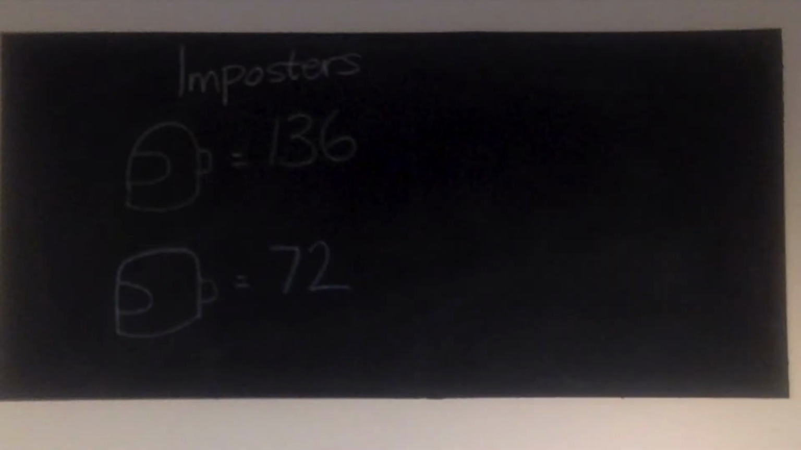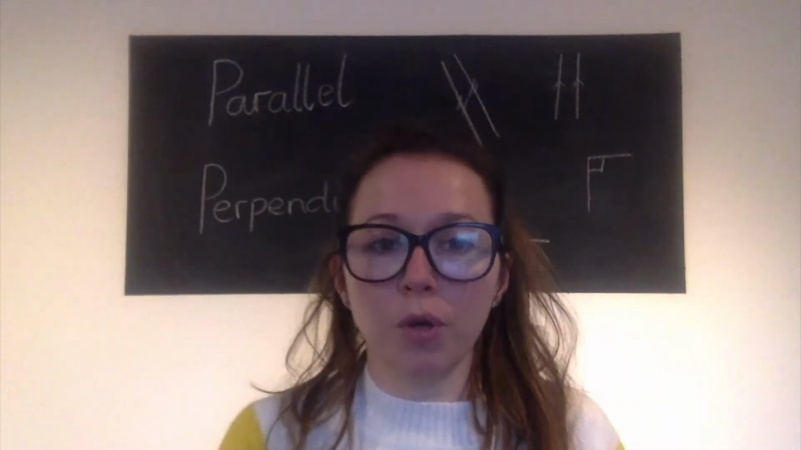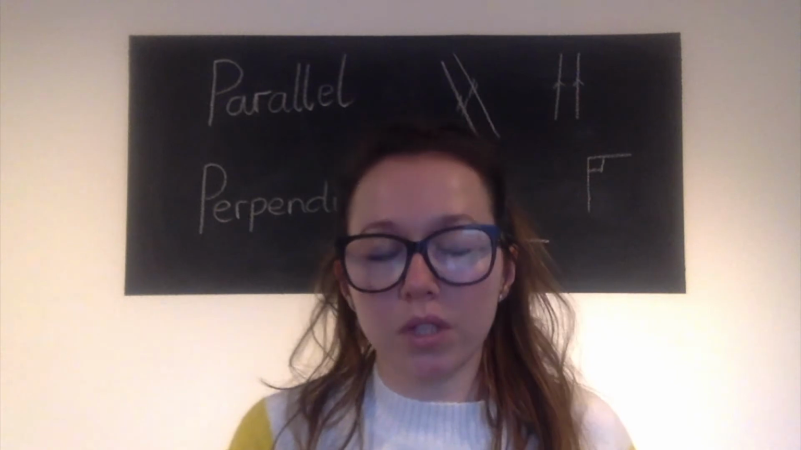So the imposters today were the green one, as it should have been 136, and the blue one, which should have been 72. Before we start today's lesson, we're going to be looking at two words that we looked at last week, but I want to go over again today.